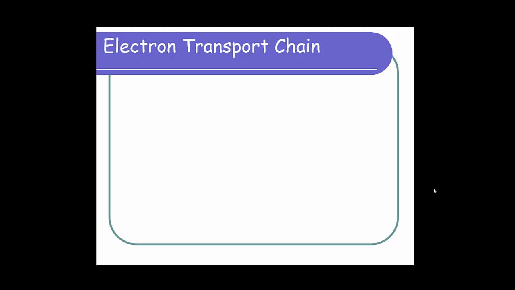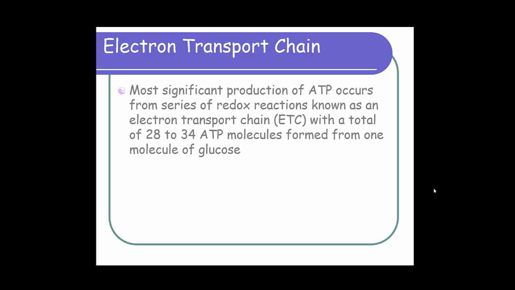Now, we have all the NADHs and FADH2s. Is there energy in those? Yes, because they are the electron carriers. And so they will now enter the electron transport chain. This is where we have the most significant production of ATP. It is a series of redox reactions known as the electron transport chain, with a total of anywhere from 28 to 34 ATP molecules formed from the one original molecule of glucose that started this journey in glycolysis.